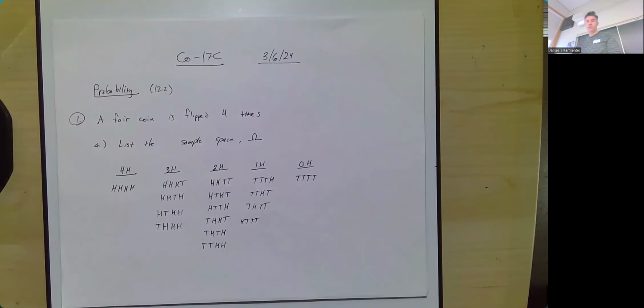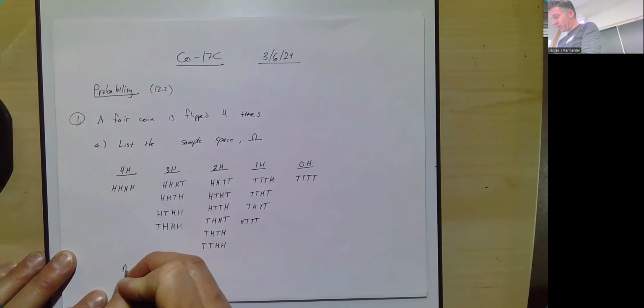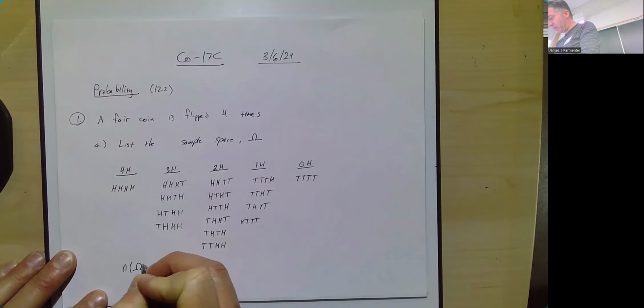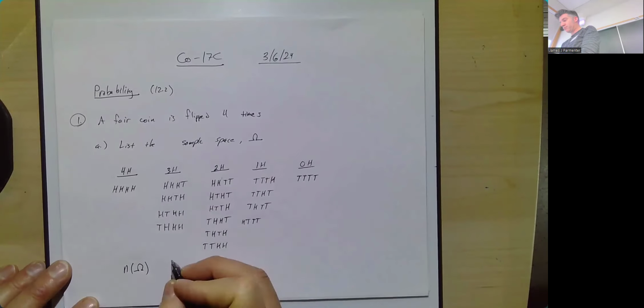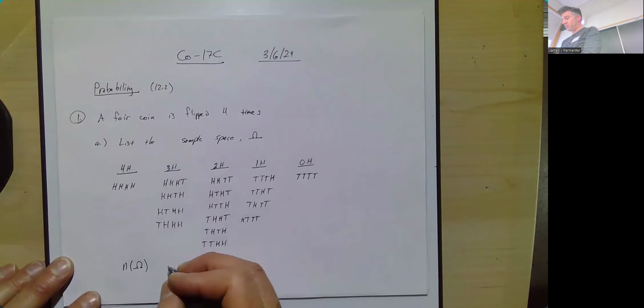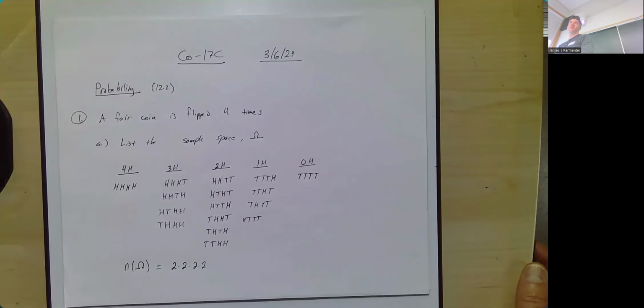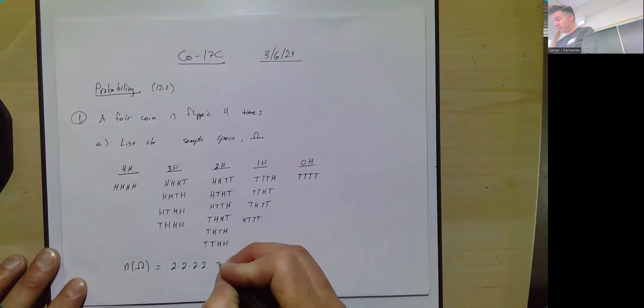All right, so note, not surprising, I suppose, the number of elements in the sample space is 1 plus 4 plus 6 plus 4 plus 1, or more easily seen as 2 times 2 times 2 times 2. Each coin flip, there are 2 possibilities. And so you have 2 for the first coin, 2 for the second coin, 2 for the third, 2 for the fourth, and you multiply all this together and you get 16.